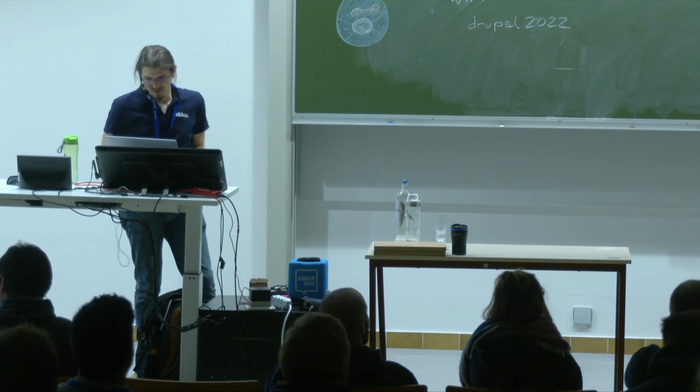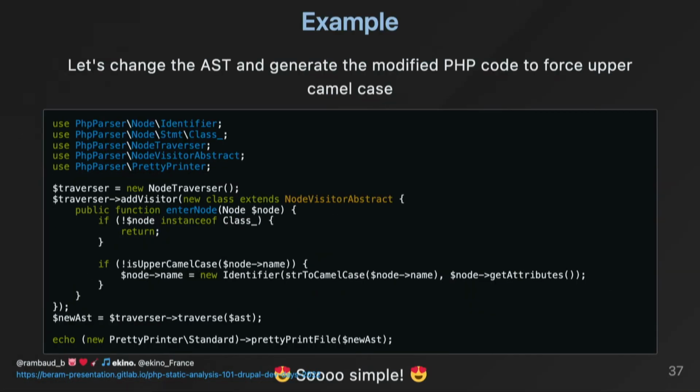Okay. So if we want to generate the code, all we have to do is change the name of the node, and that's all. And later, we already have something called the pretty printer that prints the code for us. So we have nothing to do, and that's how Rector works. It just uses the AST, and PHP Parser already provides everything.